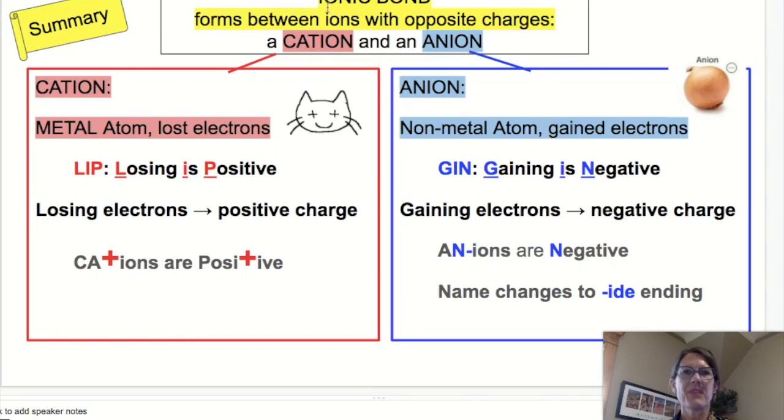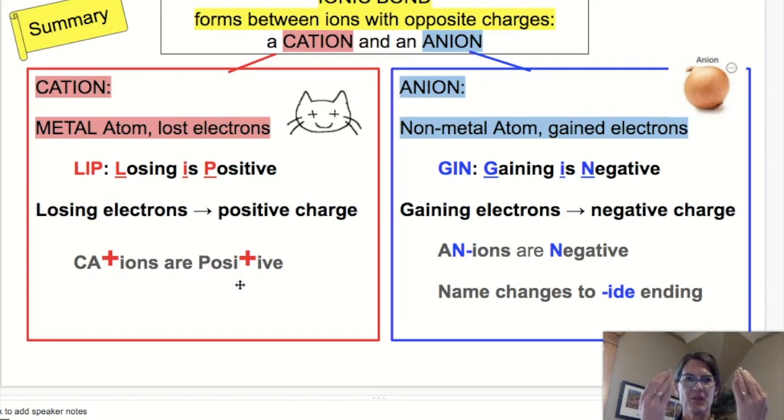So let's just read it through. An ionic bond is one that forms between ions with opposite charges. And those ions will be a cation and an anion. Cations are always metals that have lost electrons. Here's another memory tool. Lip, L-I-P, spells lip. And losing is positive. Losing is positive, lip. Losing electrons leads to a positive charge. And so that means cations are positive.